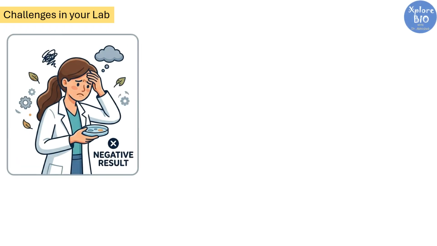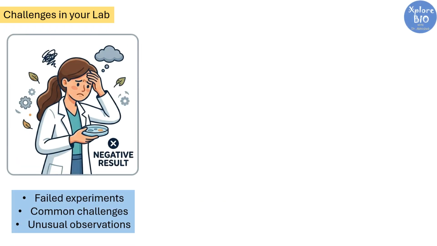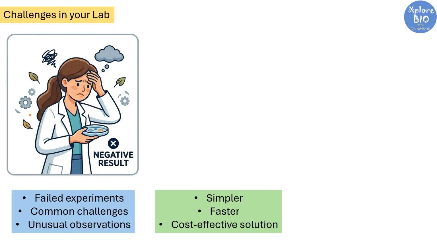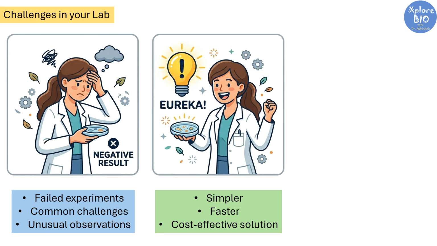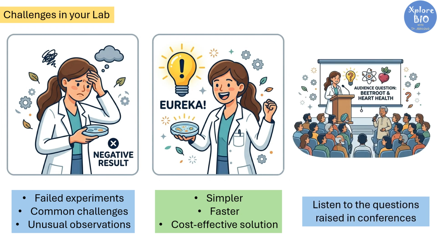Here is another way to find a research topic. If you are working in a laboratory, look for the negative results, repeatedly failing experiments, or common challenges researchers face. If a task takes too much time, perhaps you can find a simple, faster, or a more cost effective solution. These types of questions are vital and leave a lasting impact. Sometimes weird or unexpected observations can also become great research questions. Additionally, listen to the questions raised during the webinars or conferences. They often provide valuable clues for your research.